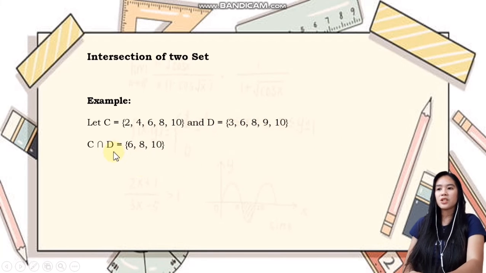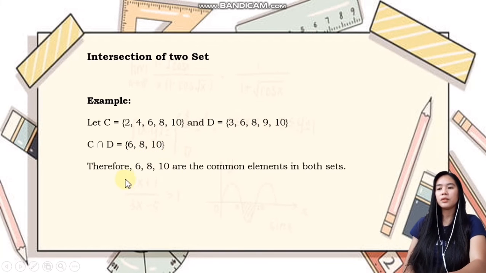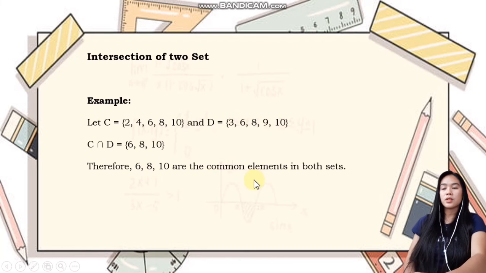C intersection D is equal to 6, 8, 10. Ayan, hanap natin yung magkaparehong elements meron sa set C natin at sa set D. So, ito yung 6, 8, and 10. Therefore, 6, 8 and 10 are the common elements in both sets.